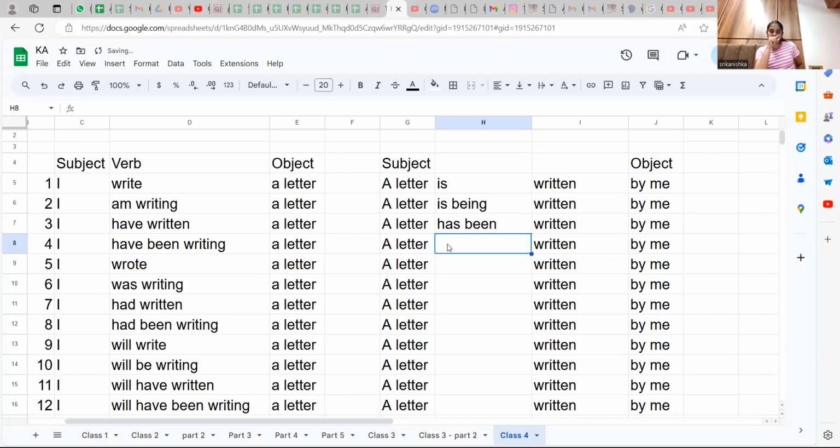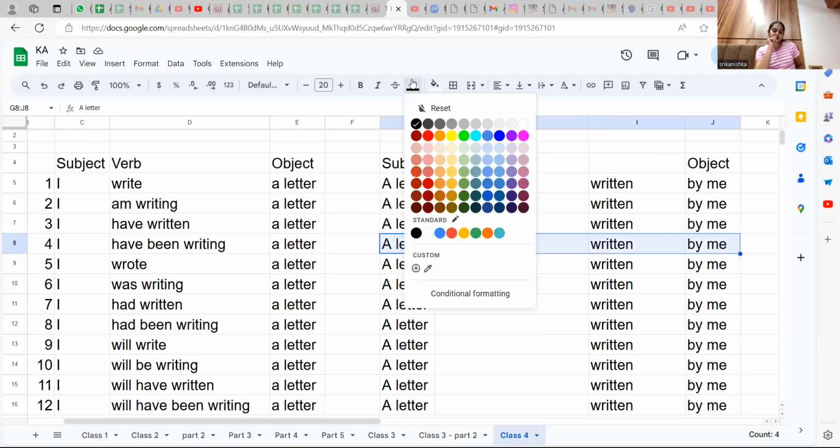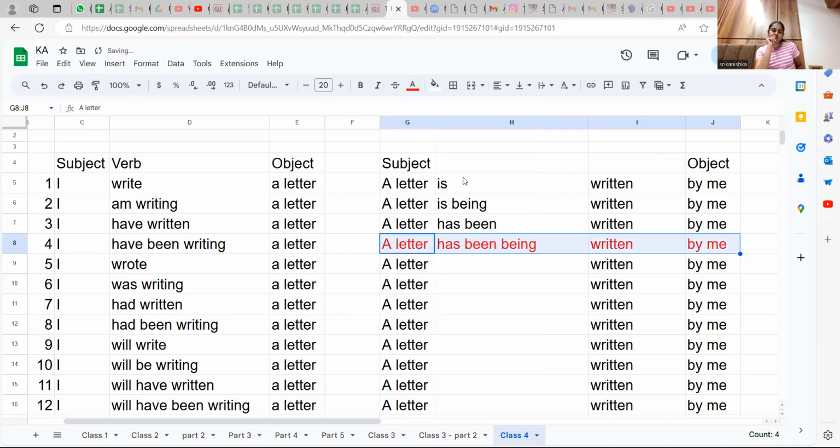Then look at this. This is the one, has been being. This one will not work out here. Two be verbs are there. Write it down. Before class, you told that it would be a blank. Yes, it is going to be a blank. So has been being. Remove the written here because written is there. This one is a blank because being will not come. So we will remove it. Likewise, now it is going to be easy.